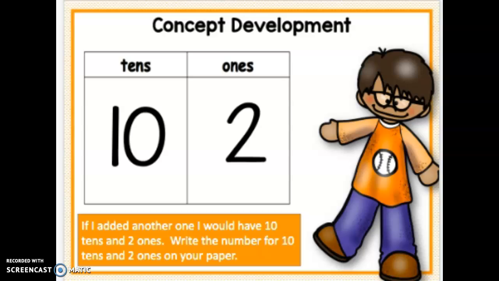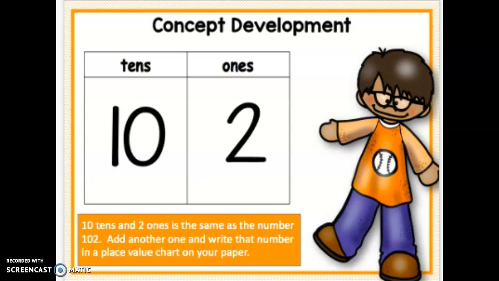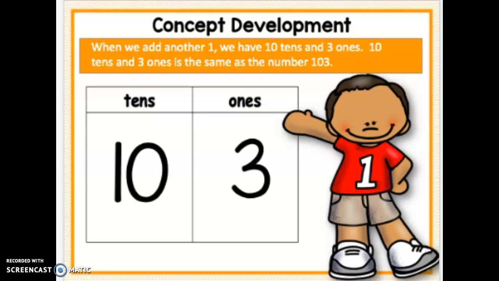If I added another 1, I would have 10 tens and 2 ones. Write the number for 10 tens and 2 ones on your paper. 10 tens and 2 ones is the same as the number 102. Add another 1 and write that number in a place value chart on your paper. When we add another 1, we have 10 tens and 3 ones. 10 tens and 3 ones is the same as the number 103.